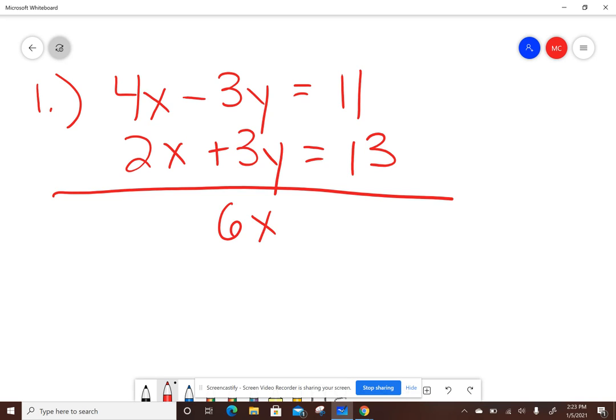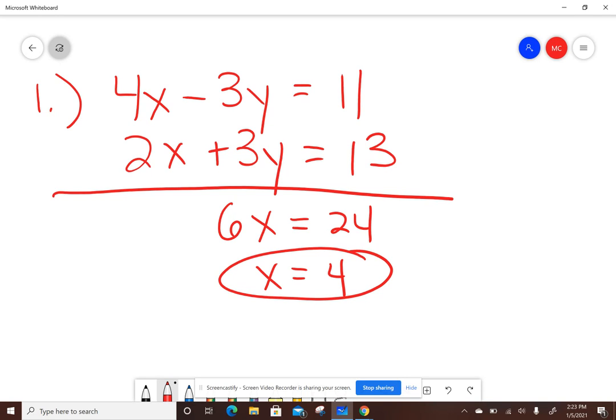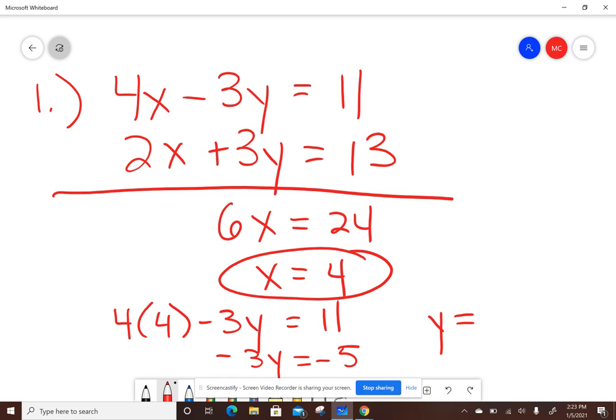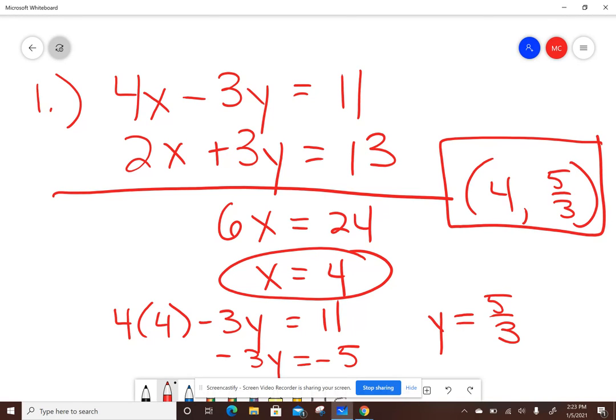So I get 6x equals 24, x equals 4. Once I get x equals 4, I can plug it into either equation. So I'll do the top. 4 times 4 minus 3y equals 11. So subtract 16 from both sides. I get negative 3y equals negative 5. So y equals 5/3. So my ordered pair is 4, 5/3, which always I should mentally substitute back in and make sure I am correct. I am correct, so we don't have to do that. Okay, so now let's look at number 2.